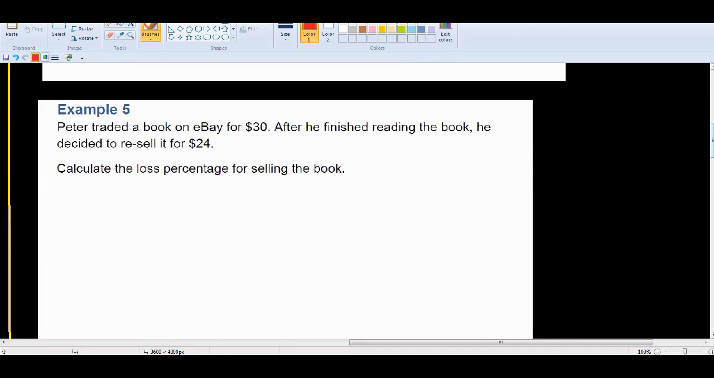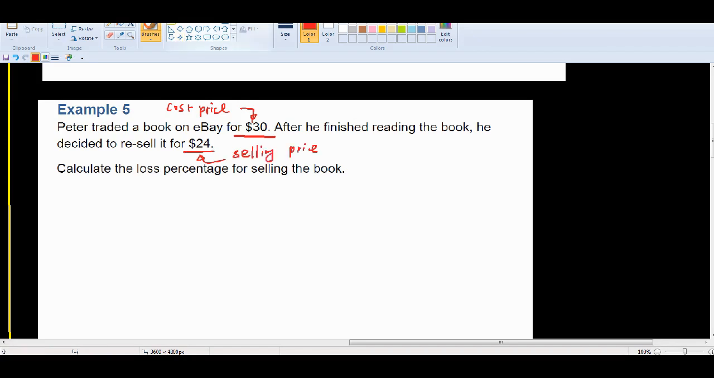Let's do another one. Peter traded a book on eBay for $30. After he finished reading the book, he decided to resell it at $24. Basically, from Peter's point of view, is that $30 his selling price or cost price? This is the money he needs to pay, so from Peter's point of view, this is the cost price. Then he resells it, so this $24 is the selling price.